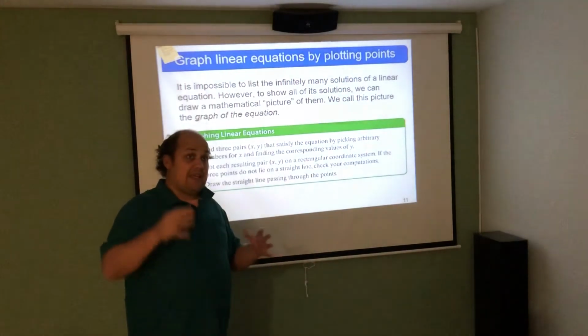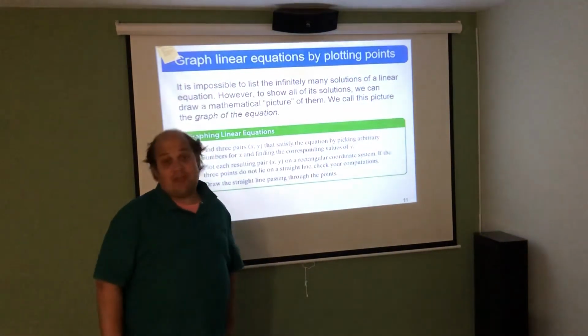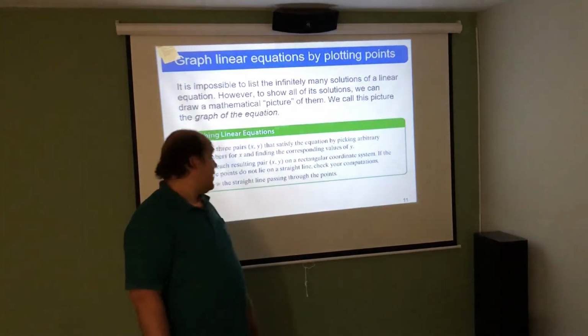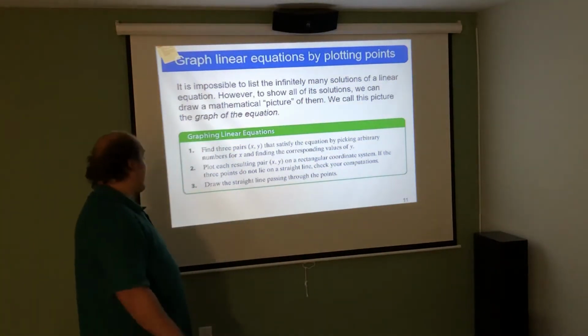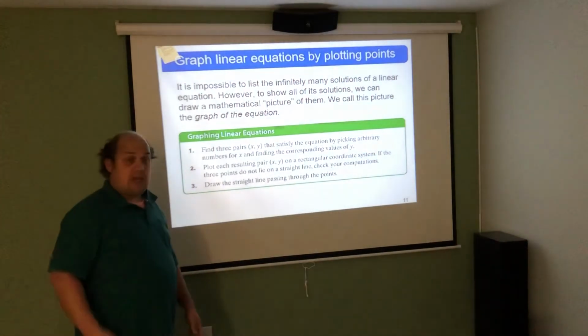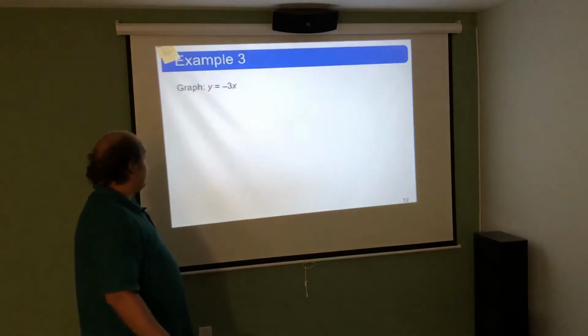But by doing 3 points, if a line doesn't go through all three, you know that something went wrong. You can go back and check which one might be off. 3 points really gives you a way to check. So if you can draw a straight line between all three, that's a good thing.